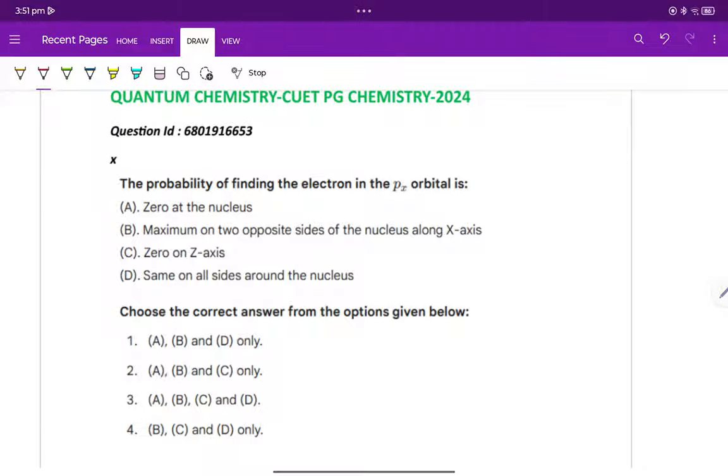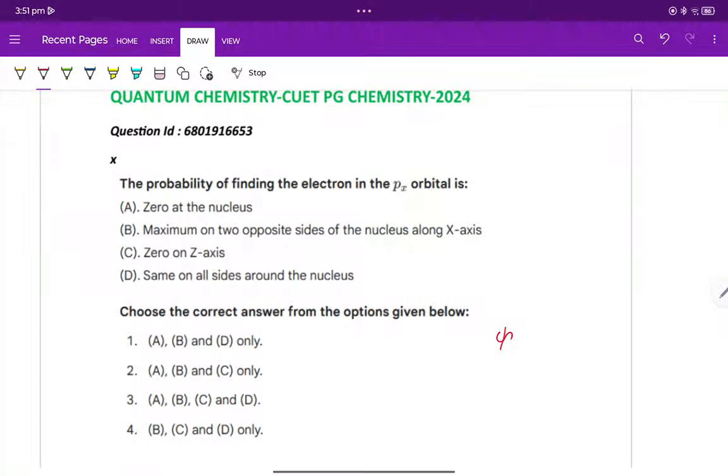So the probability, the value of the orbital, or wave function, can be given as psi x, or more specifically you can write it as psi px. So your probability will be the integral of psi px square. Now you can see the px orbital here. So this is the px orbital.